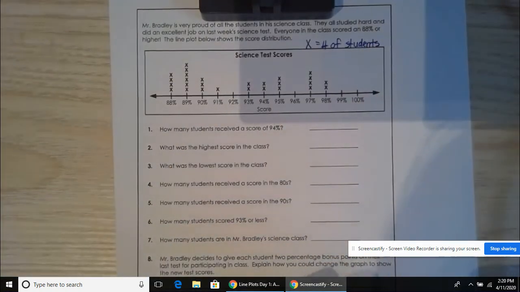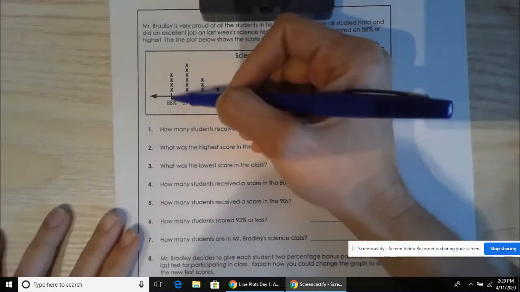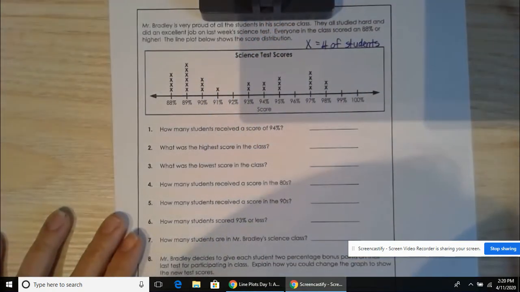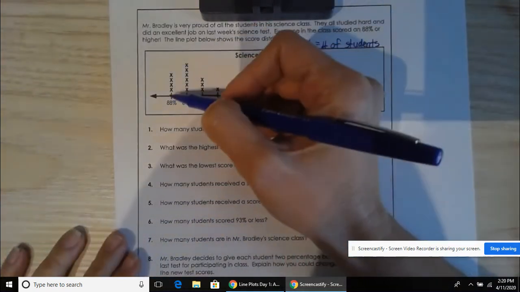The other thing I want to show you with the line plot, and this is just something to help it go a little bit easier when you're trying to analyze your data. I like to write the number of students for each score above the top. This will really help us in answering questions and quickly analyzing the data.